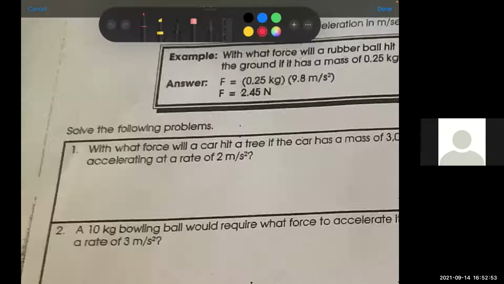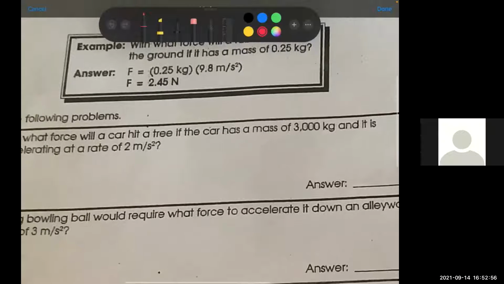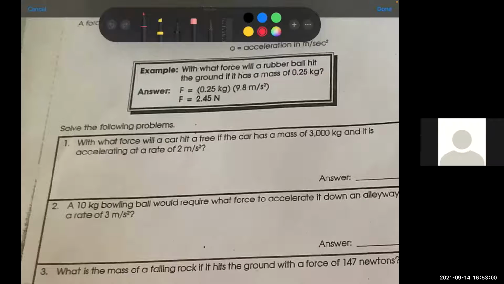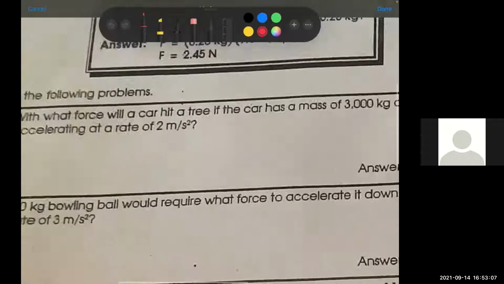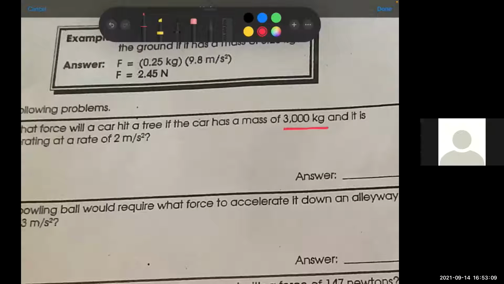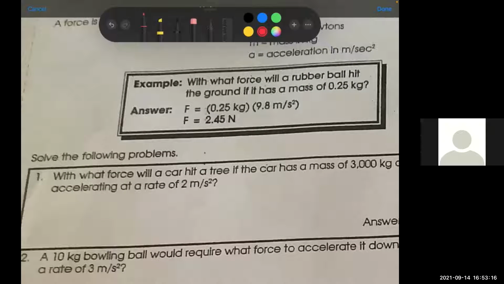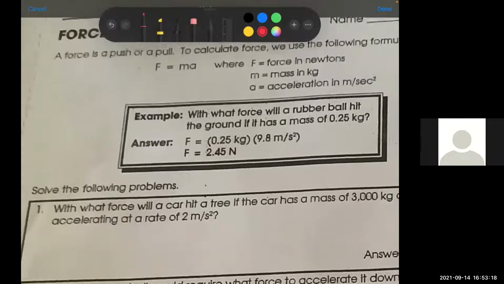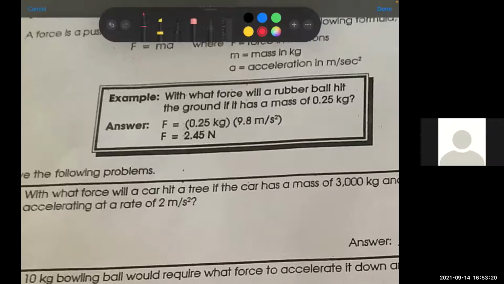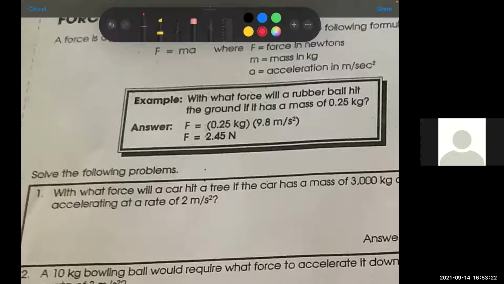So, with what force will a car hit a tree if the car has a mass of 3,000 kilograms and it is accelerating at 2 meters per second squared? Okay, so what we need to try to do is F equals ma.